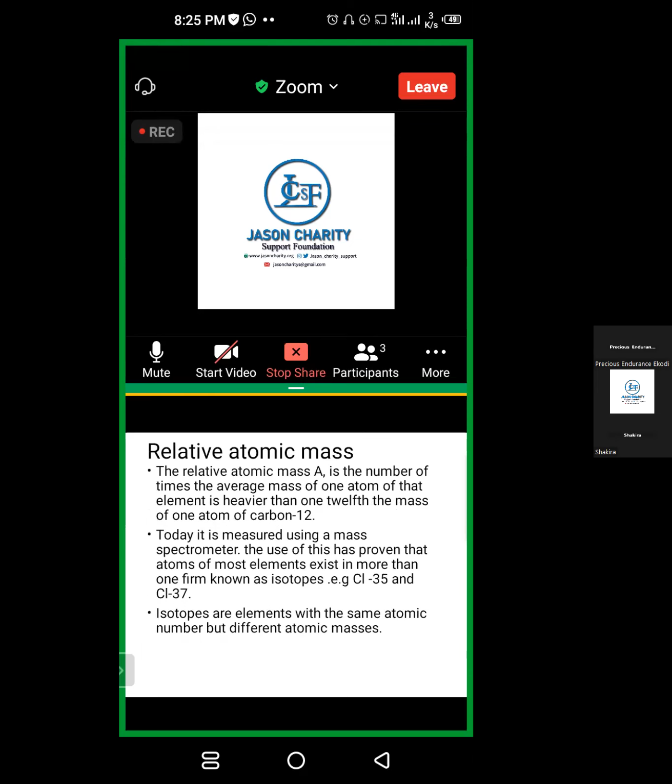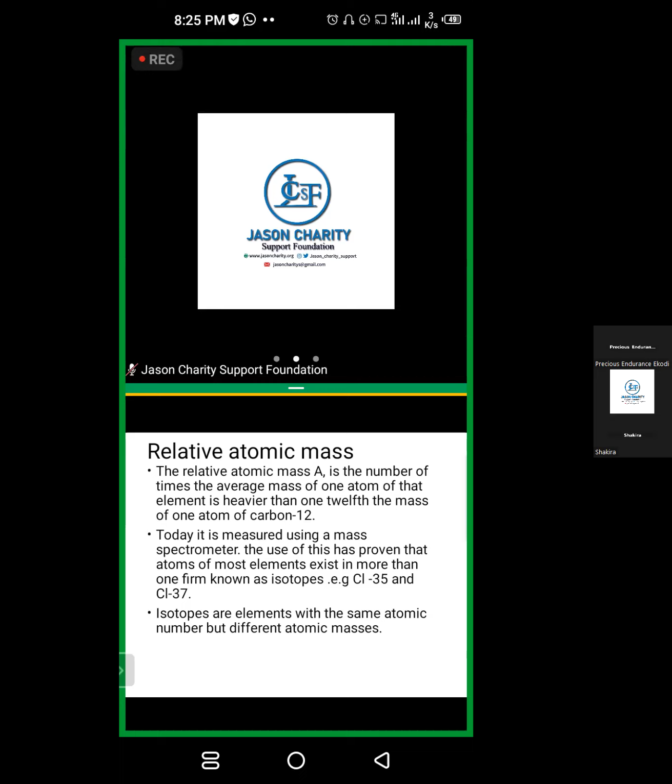Now we move to relative atomic mass. What is relative atomic mass? It is the number of times the average mass of one atom of that particular element in consideration is heavier than 1/12 the mass of one atom of carbon. Now, why are we talking about carbon? Carbon, it was set as the basis for comparison with other elements, carbon-12 specifically.